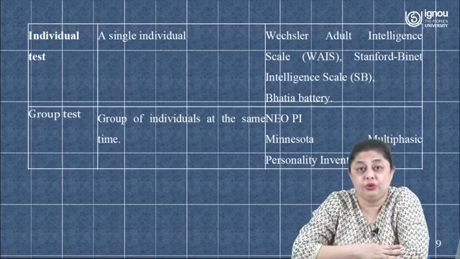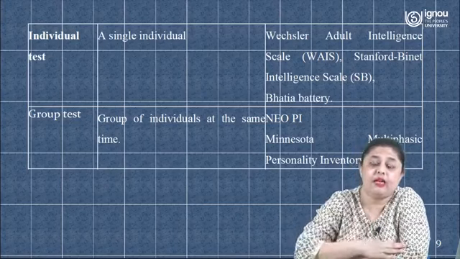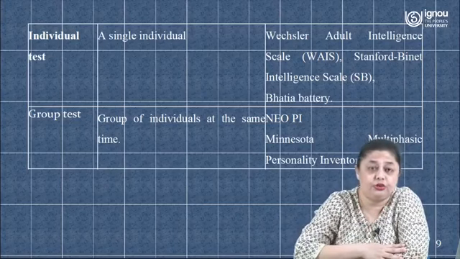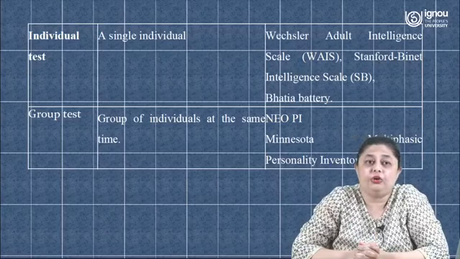They cannot be administered to groups, like for example Wechsler's Adult Intelligence Scale and so on. These are the tests where you necessarily have to sit with the participant and administer it. So it's not possible for you to administer them at a group level.